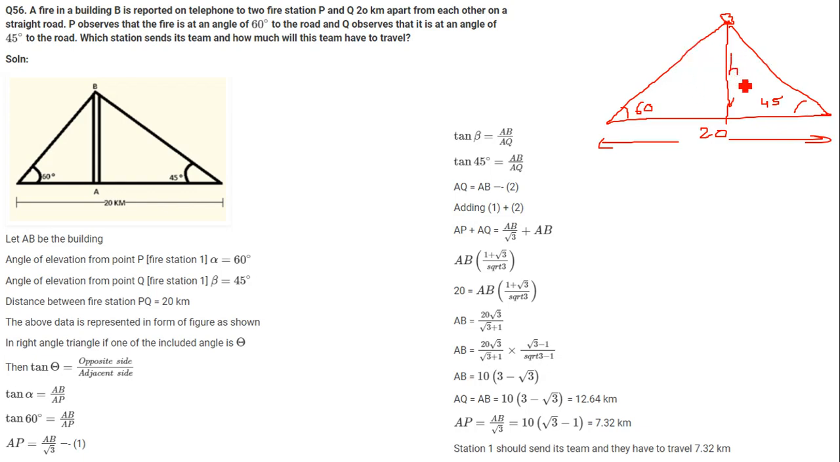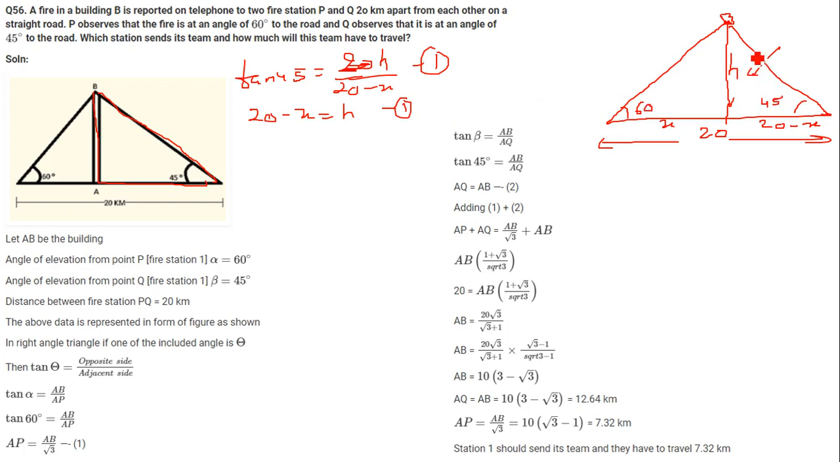So for this we have to assume this to be H. Now let us say that this is X. So this will be 20 minus X, because the whole is 20. So first, let us take this triangle. Then tan 45 degrees will be equal to H by 20 minus X. So this is first, because tan 45 is 1. So 20 minus X will be H. We are going to use this equation shortly.